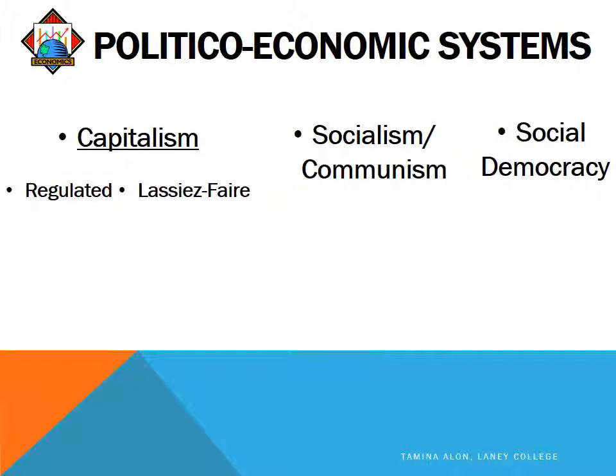So let's try to match up these three with what we just learned about the different types of economic systems. When you have a political economic system, it is still going to operate with an economic system involved. And so it's never going to be the case that you're going to have a political economic system that stands on its own without any type of economic system to back it up. They're always going to work in tandem together.